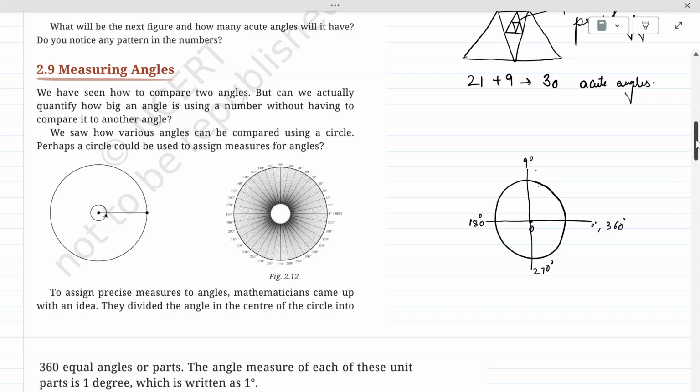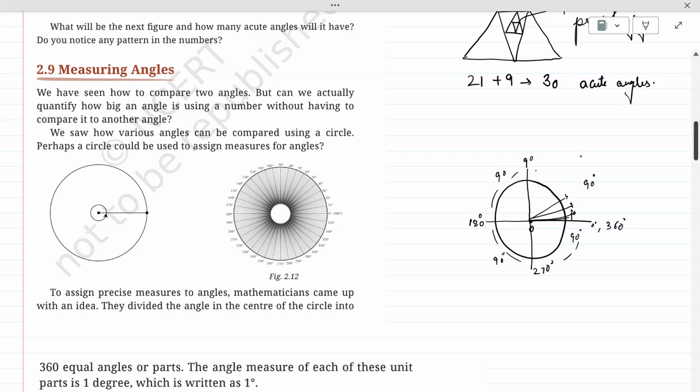Okay, so this is how we are dividing. Now every degree, or every unit you can say, has 1 degree associated. This is something like this: 1, 2, 3, 4, and so on. So this first quadrant has 90 degrees. The second one also has 90 degrees here, again 90 degrees, and again 90 degrees.